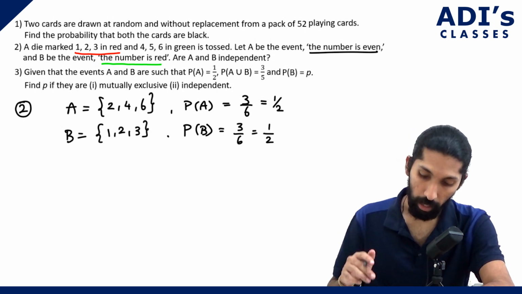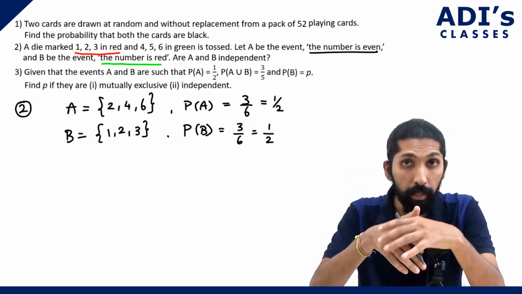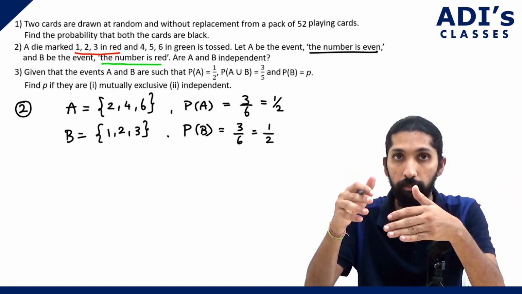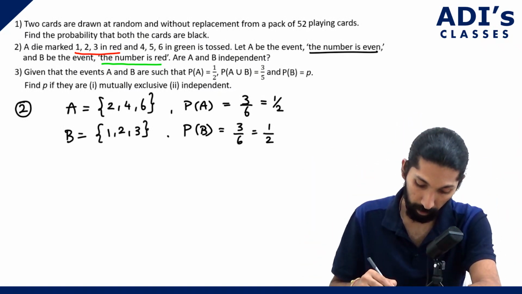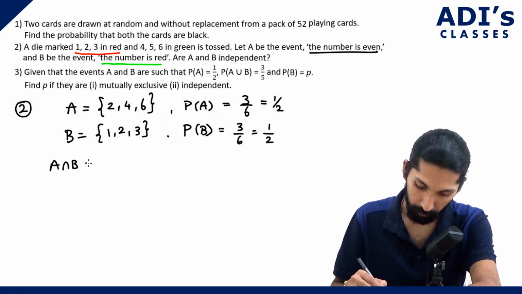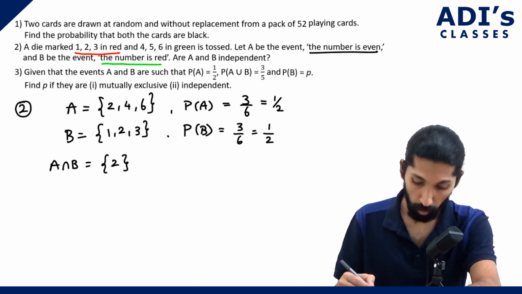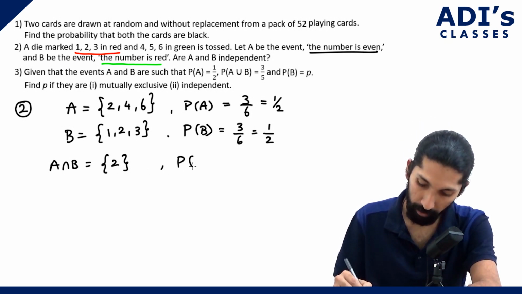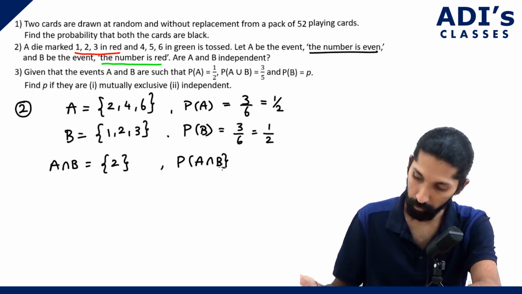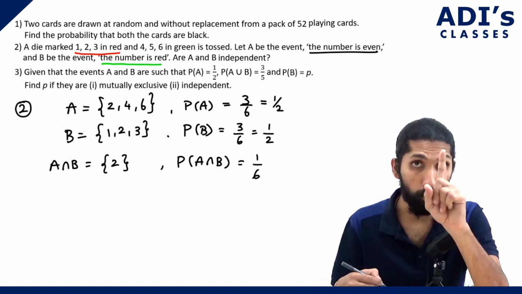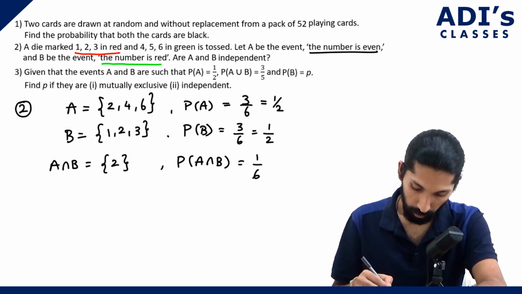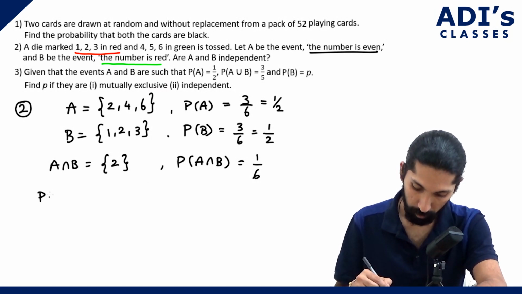So the question is, are A and B independent? See, if it has to be independent, then A intersection B should give us P of A into P of B, correct? So first let's try to calculate A intersection B. A intersection B is 2, correct? So P of A intersection B is equal to 1 out of 6, because one number is common, right? So P of A intersection B, this is 1 by 6.